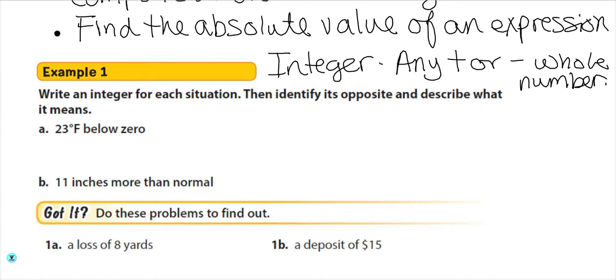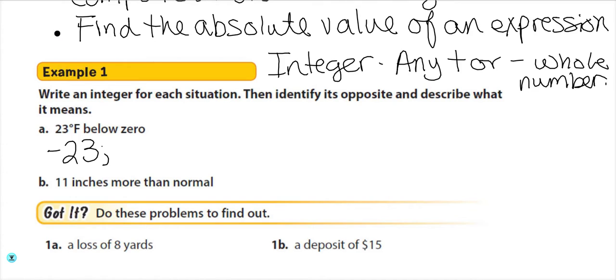So what exactly is a whole number, first of all? A whole number is a number that does not contain a decimal or have a fraction in it. And then obviously you already know what positive and negative means because you've worked with those before on the number line. All right, so we have 23 degrees Fahrenheit below 0. Should we represent this with a positive number or a negative number? We want below 0, so we need a negative number. So we're just going to write negative 23.